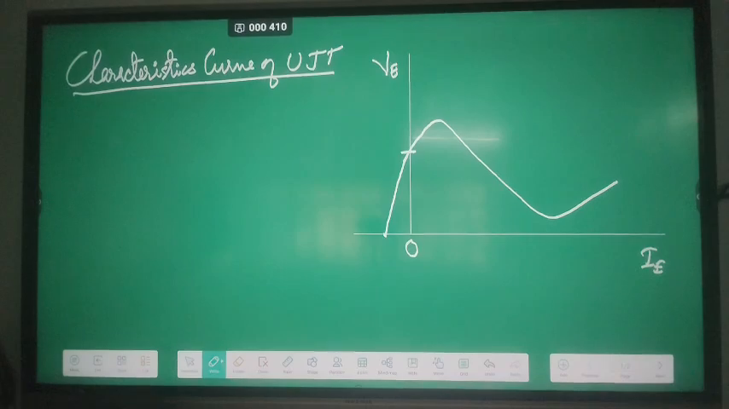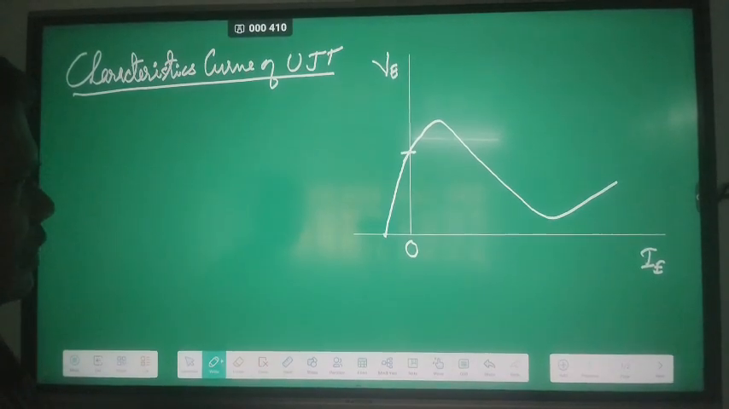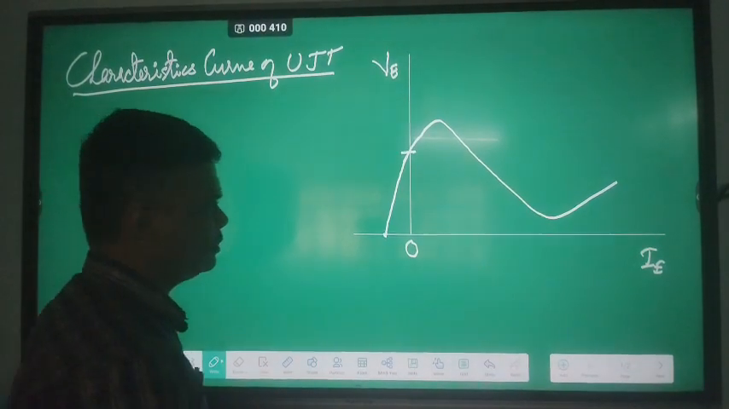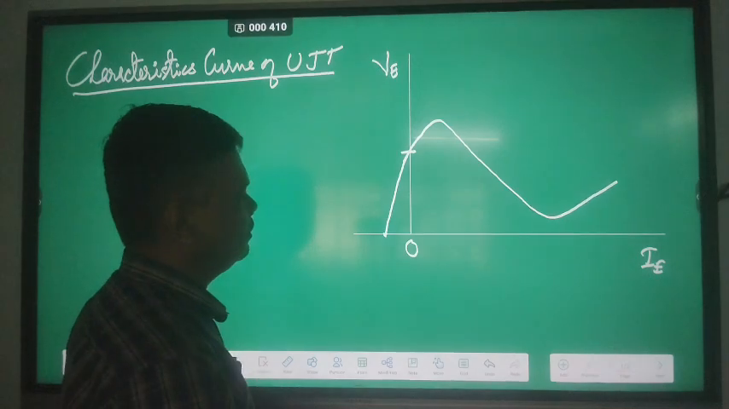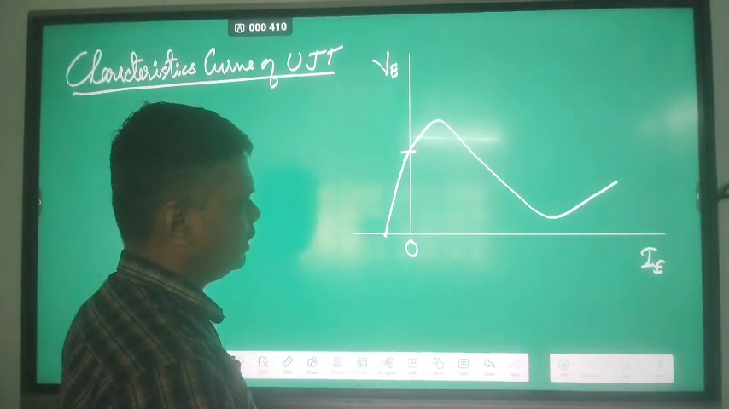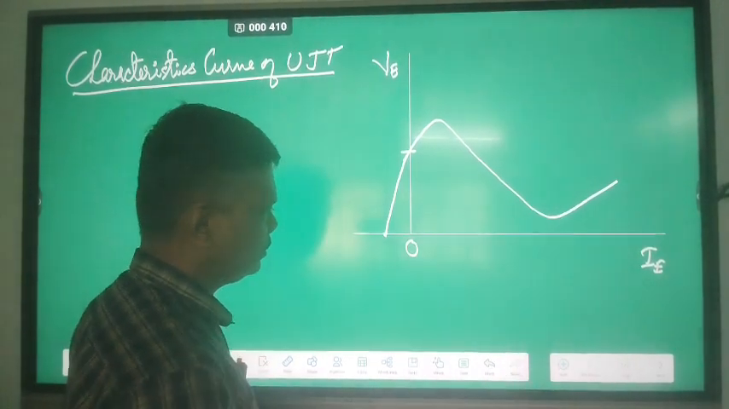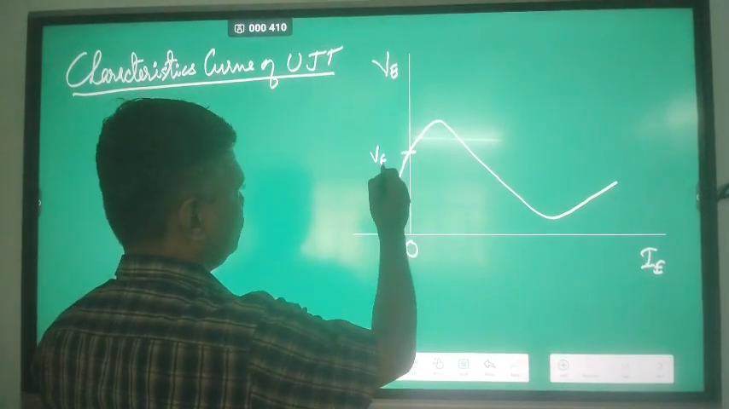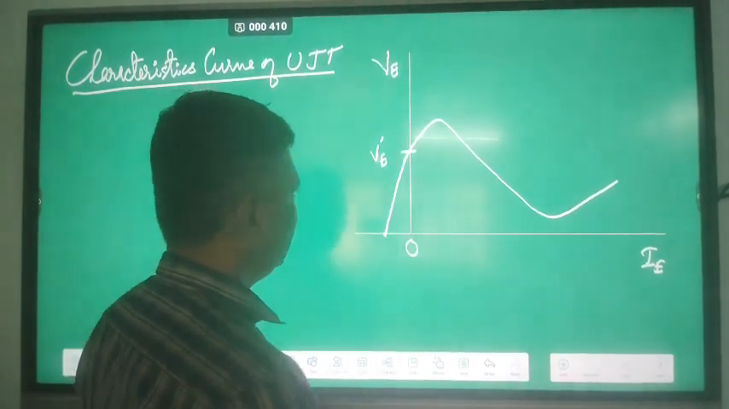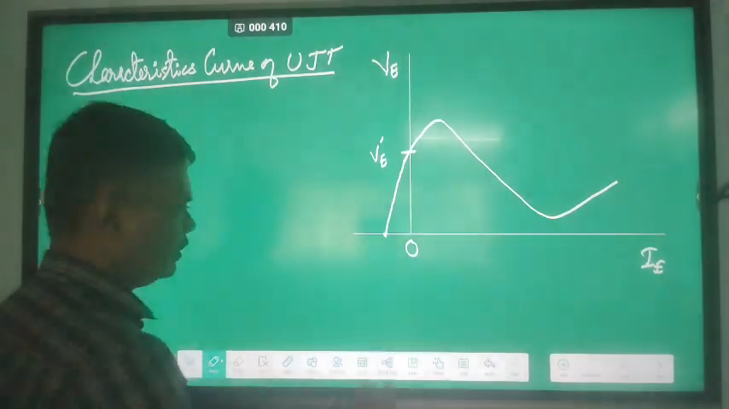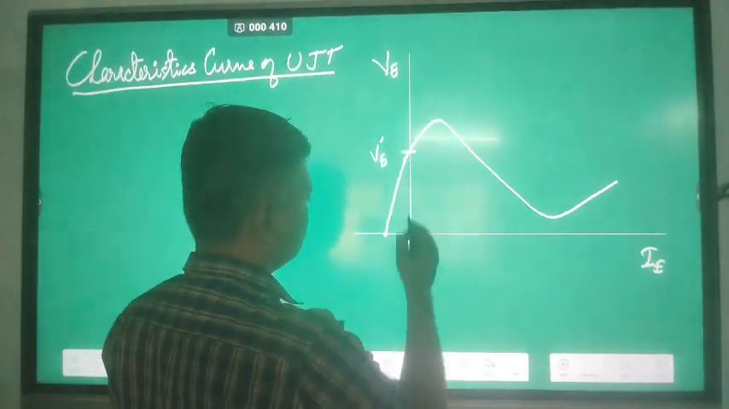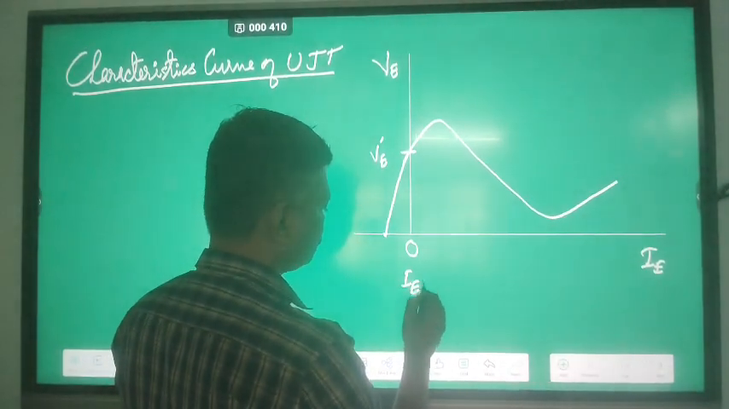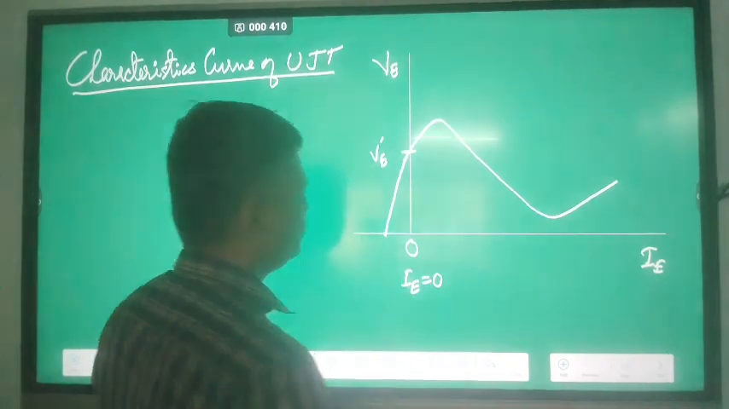To understand the characteristics curve, let us first start with the voltage at the emitter at which IE is equal to 0. Let this voltage be VE dash. So at this particular voltage, the current here is 0.